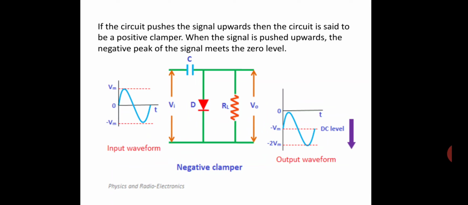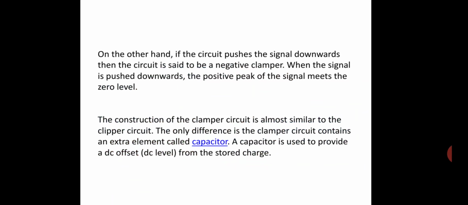If the circuit pushes the signal upward, then the circuit is said to be a positive clamper. If the signal is increased in the upward direction, it is called a positive clamper. On the other hand, if the circuit pushes the signal downward, then the circuit is said to be a negative clamper. When the signal is pushed downwards, the positive peak of the signal meets the zero level.